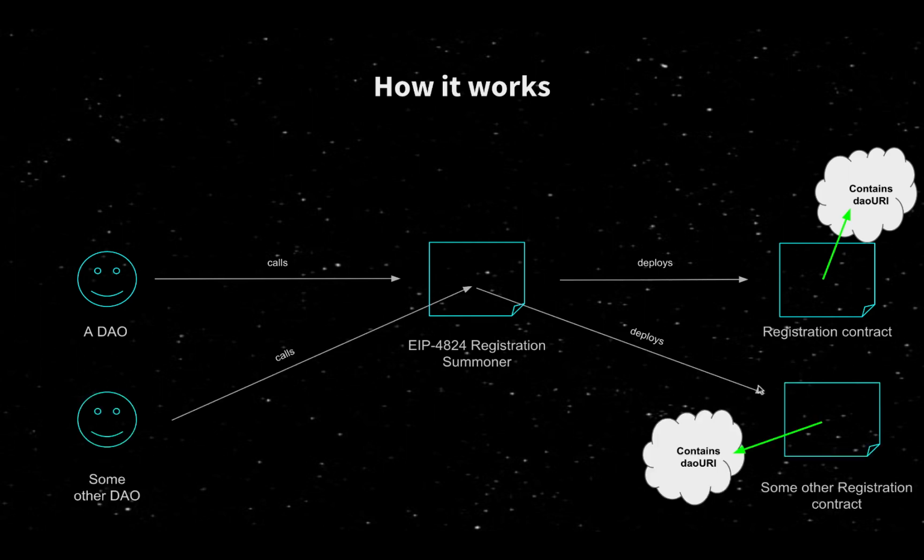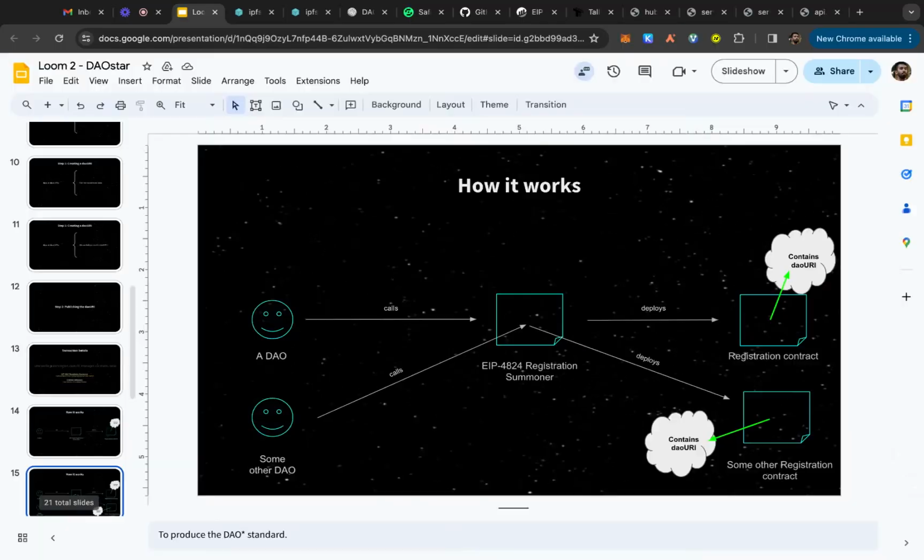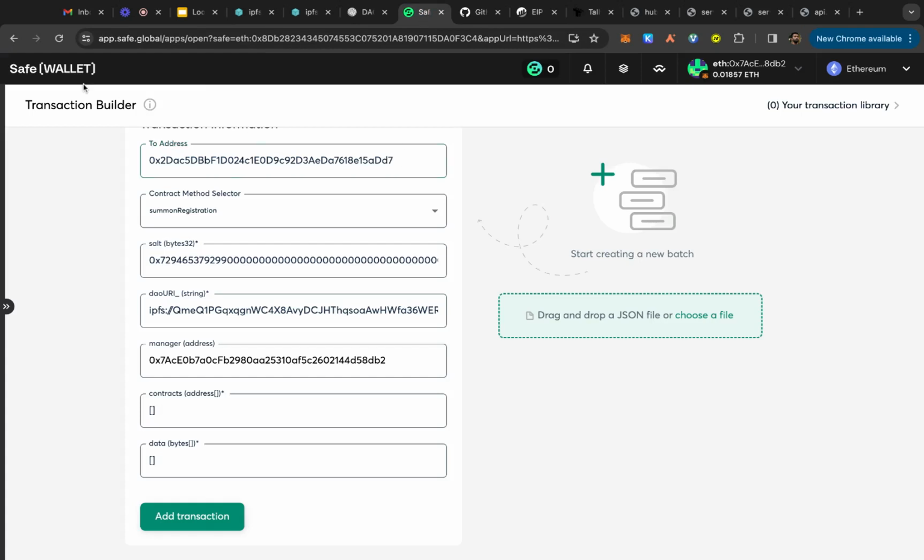So the registration contract can handle any number of DAOs depending on your DAO's address and the salt that you gave in your registration call. It would deploy a smart contract for your DAO and store your DAO URI inside it. Now I can show you how exactly this goes very briefly.